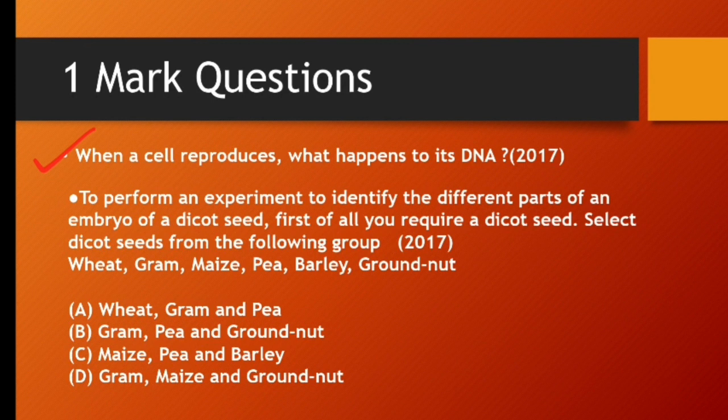Here they have given wheat, gram, maize, pea, barley and groundnut. Out of these, gram, pea and groundnut are the examples of dicot seeds. The rest are the examples of monocot seeds. So here you have to identify which are the dicot seeds for 1 mark. I hope this is clear.